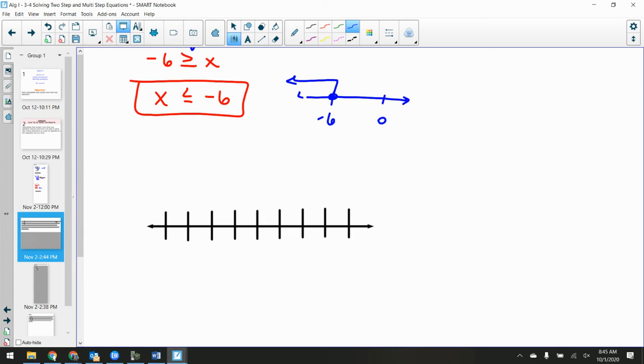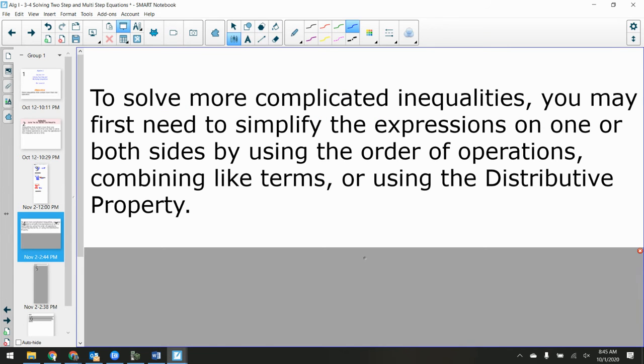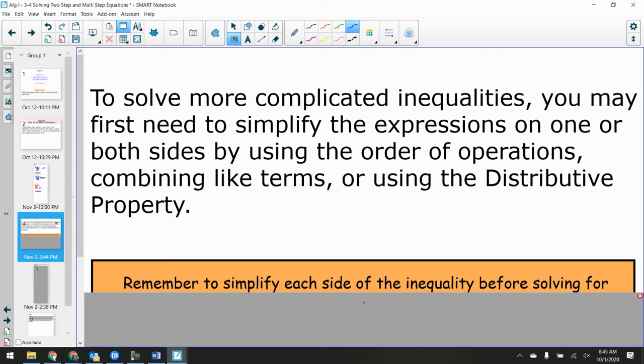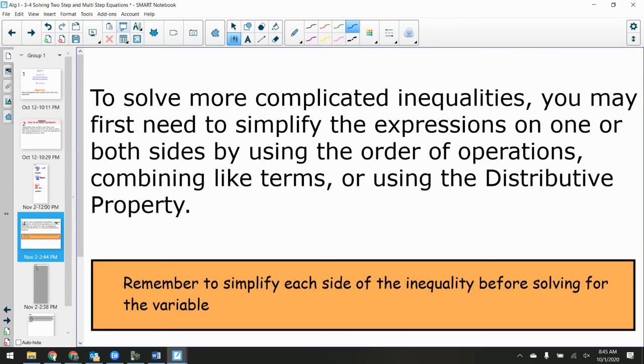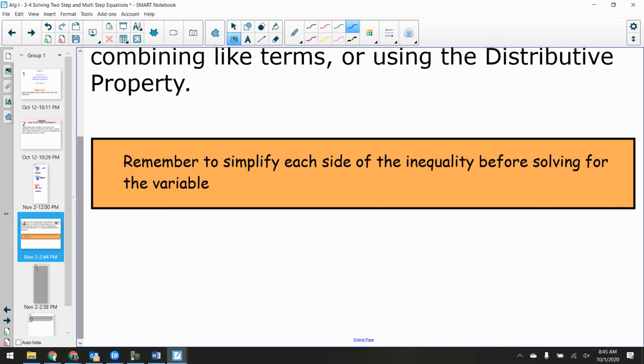Okay. One more. To solve more complicated inequalities, you may first need to simplify the expressions on one or both sides by using the order of operations, combining like terms, and distributive properties. Simplify before we evaluate, right? And don't forget, we want to simplify each side of the inequality before solving for the variable. And let's always try to remember to, we're not there yet. Sorry. I almost said get rid of the little guy, but not yet.